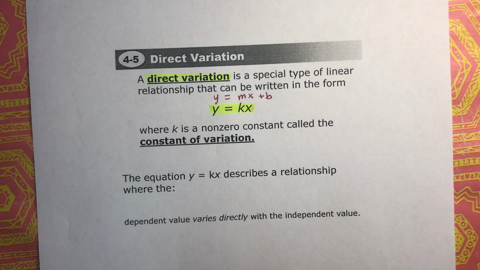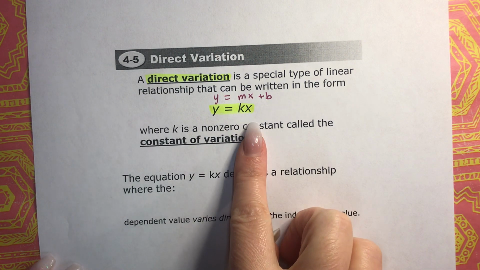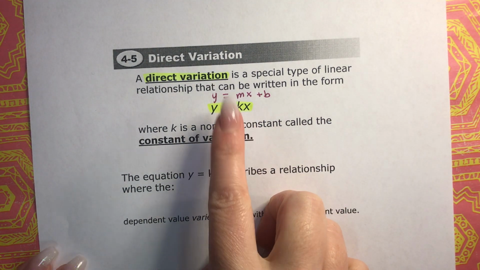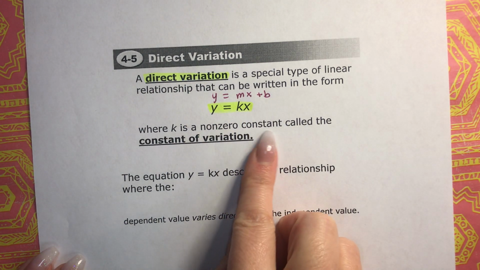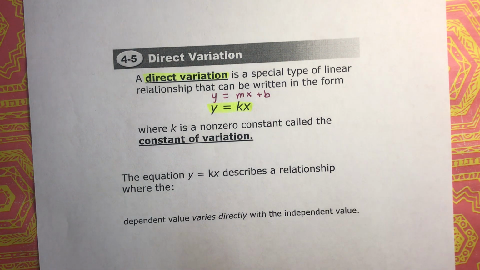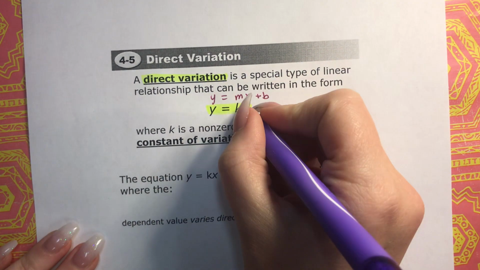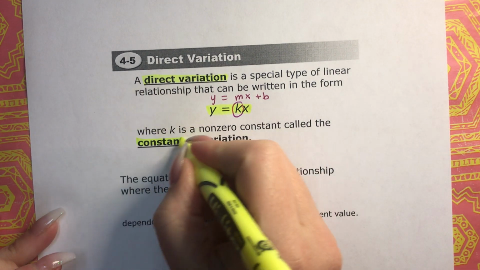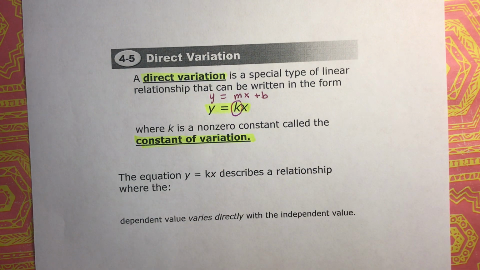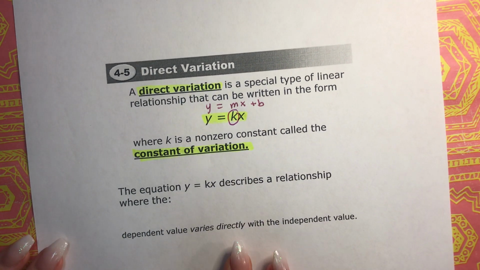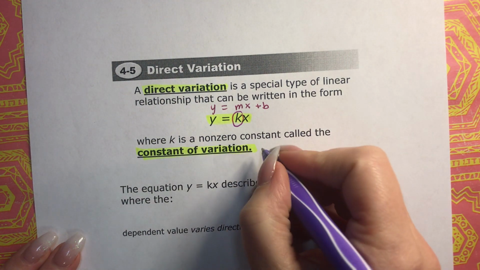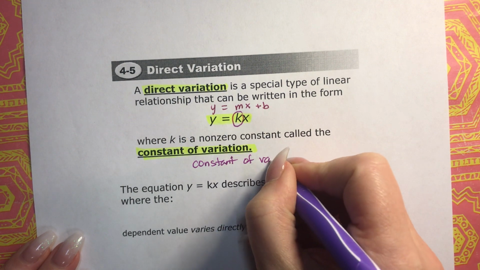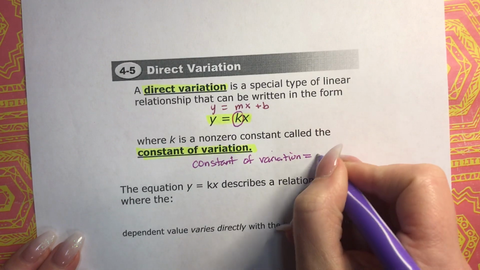Now let's talk about why it's so special. So what do we notice? Y is the same, equals is the same, and then we have mx and a kx. Well, this k is different. This k is a non-zero constant called the constant of variation. So the k here is called the constant of variation. But what I need you to understand is that the constant of variation is really the same thing as the slope.